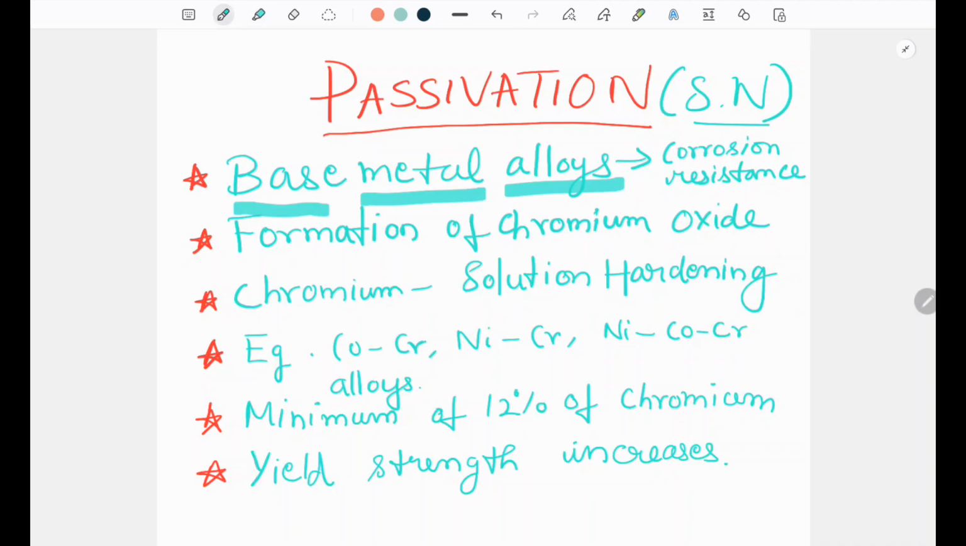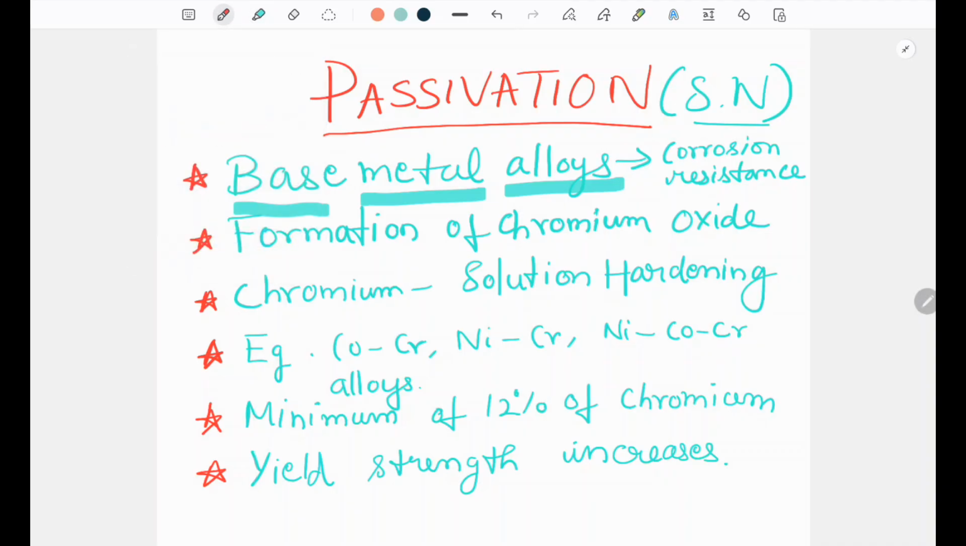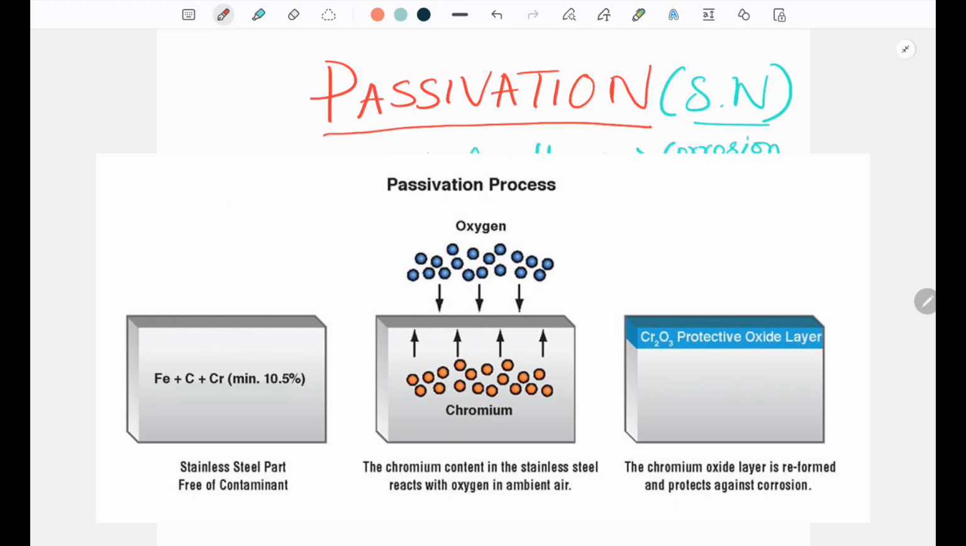So here the important thing is the formation of chromium oxide. How does corrosion resistance take place? A thin layer of chromium oxide is formed over the alloy, so the diffusion of oxygen through the chromium oxide is prevented. This is how corrosion resistance takes place.